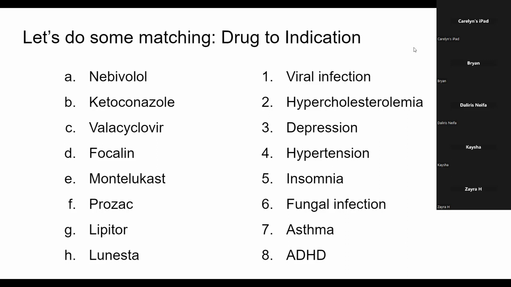Focalin, D, dexmethylphenidate. D goes with ADHD, which is 8. Montelukast or Singulair, that is E, that goes with asthma. Prozac, F, that's going to go with depression as an SSRI. Lipitor, atorvastatin is G. G is going to go with hypercholesterolemia or high cholesterol. And then H, Lunesta, it's one of our Z drugs, the zopiclone-type drugs. H is going to go with 5, insomnia.